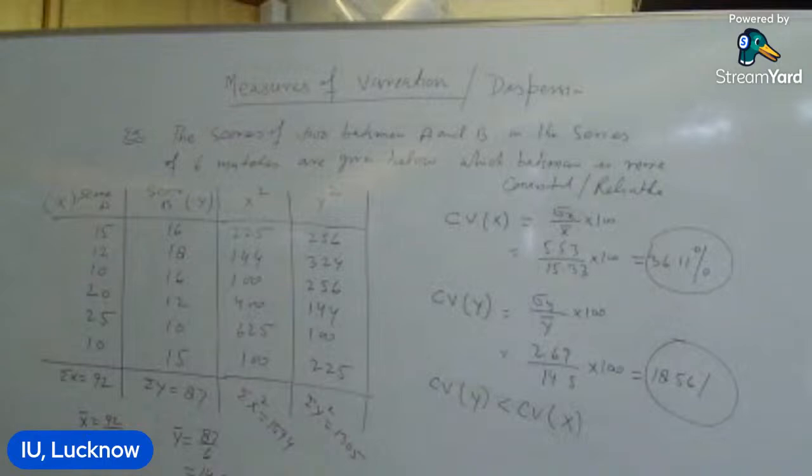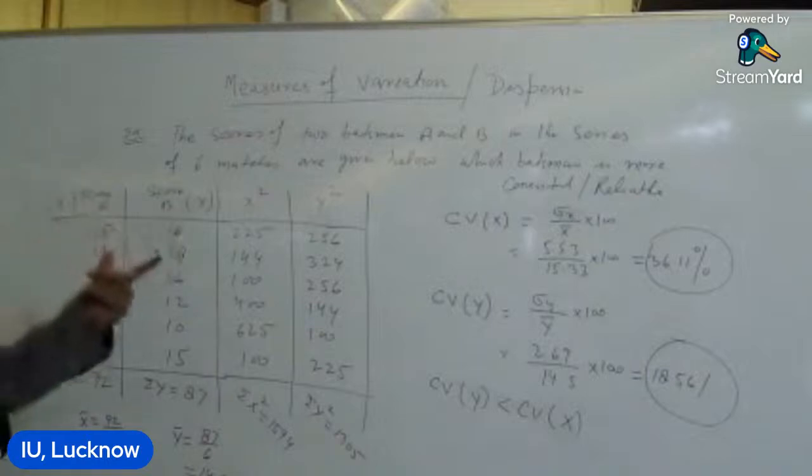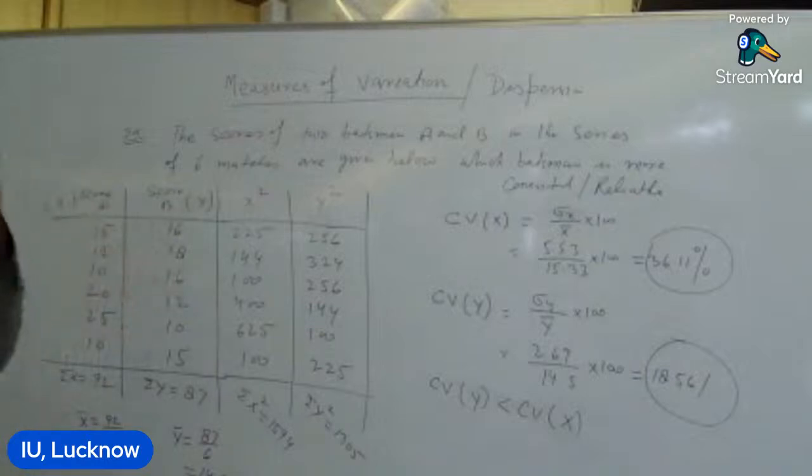You can say he is a good batsman. His score is good because his average score is more than the average score of player B. But player A is a good player but not a consistent one. But player B is not as good but he is a consistent player. So this is the analysis of two batsmen on the basis of their scores.